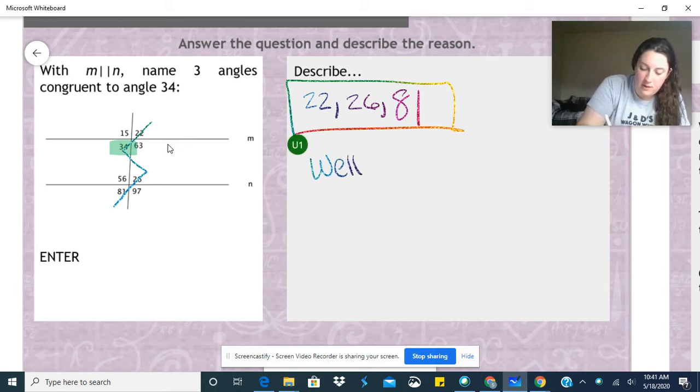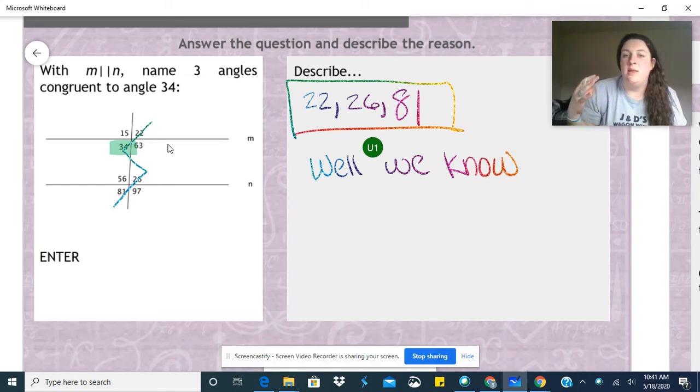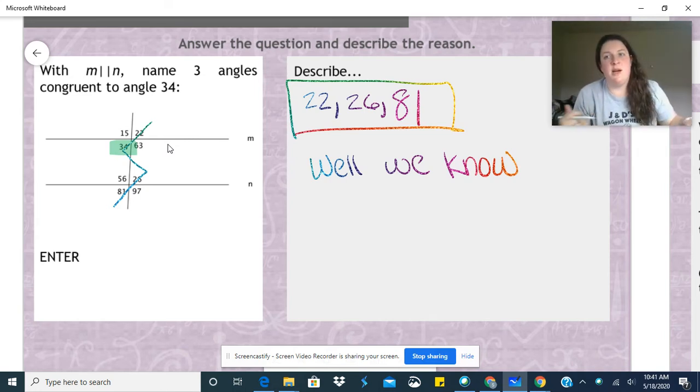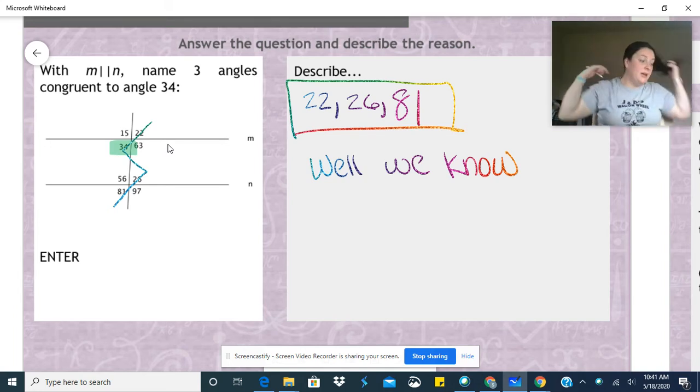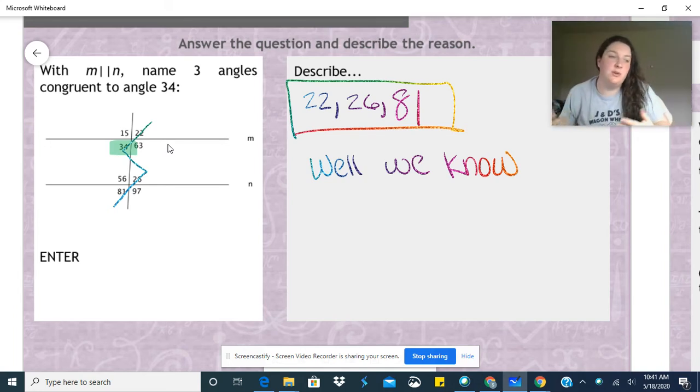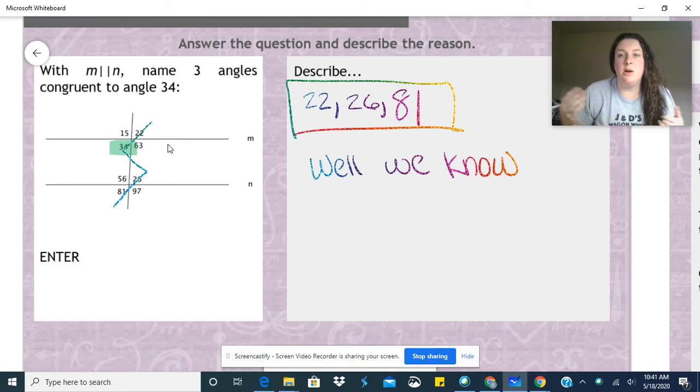Well, we know that we have supplementary, complementary. What are some of the other key terms we had learned? We know that there's also adjacent angles, alternate interior angles. Those are the words I want you to use. So we know that when a transversal crosses a parallel line, opposite angles are congruent.